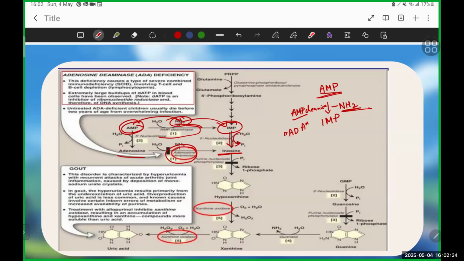Now, you're basically going backwards, right? First, you formed IMP as a parent nucleotide, and then you had AMP. For degradation, you're going to go all the way back. You have AMP, and you're going to go in reverse. You're going to get IMP. Now, there are certain conditions where you're going to have a problem in the ADA enzyme. It's called severe combined immunodeficiency, and it involves T and B cells.